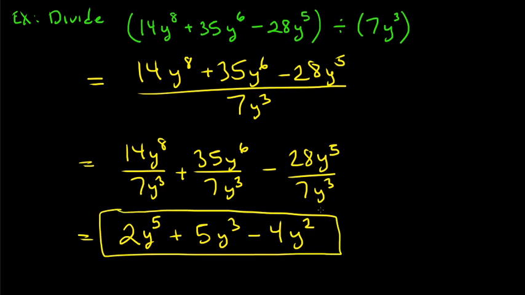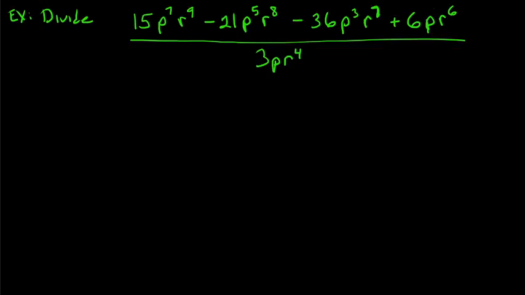So I hope that helps. I'll give you one more, and then we'll move on to the really difficult stuff. Okay, 15p to the 7 r to the 9 minus 21p to the 5 r to the 8 minus 36p to the 3 r to the 7 plus 6p r to the 6, all divided by 3p r to the 4th.